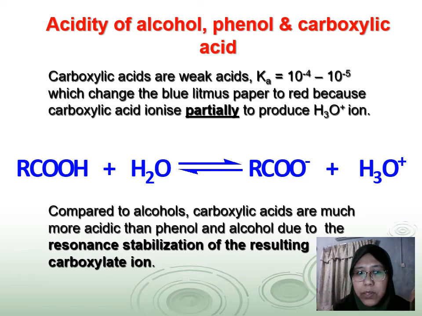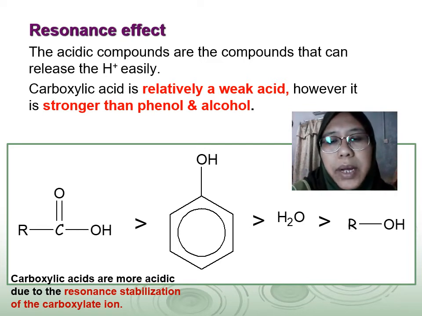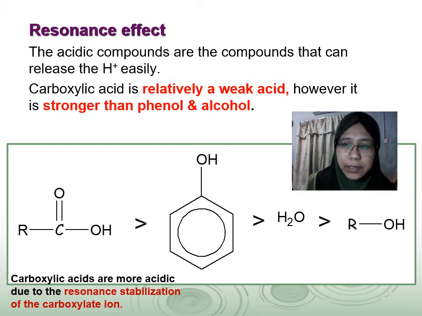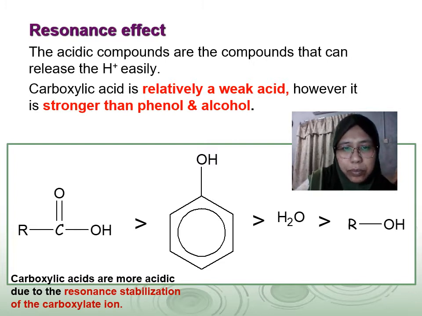Let's look at what a carboxylate ion is. Do you remember we learned about acidity and basicity back in chapter 7, sem 1? Acidity means a compound can easily donate or release its proton or H+. So carboxylic acid is not a strong acid, it's a weak acid because it ionizes partially. However, it is stronger than phenol and stronger than alcohol due to the resonance stabilization. As you can see here, carboxylic acid is a stronger acid than phenol, water, and alcohol.